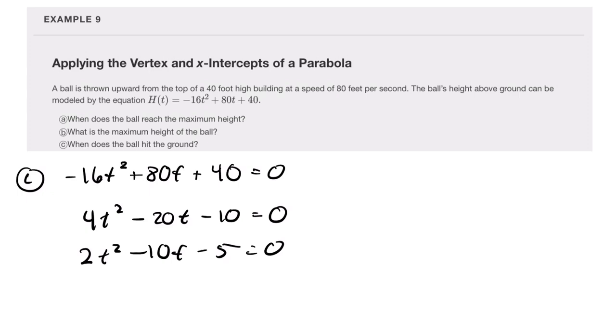Okay. So I think we can use the box method. We're looking for two numbers that multiply to give us negative 10. Nope. But we can use that same technique that we used a moment ago where we write it in standard form.